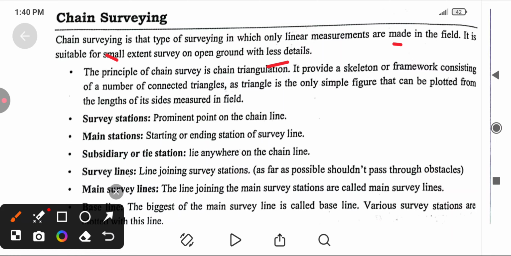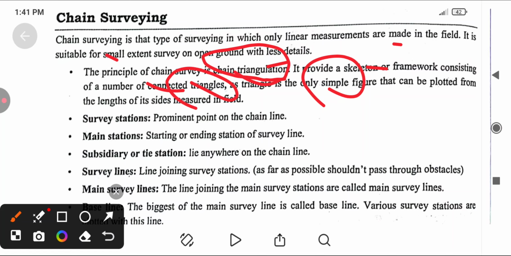The principle of chain survey is chain triangulation. Okay, the principle of chain survey is chain triangulation. It provides a skeleton or framework consisting of a number of connected triangles. A triangle is the only simple figure that can be plotted from the lengths of its sides measured in the field.